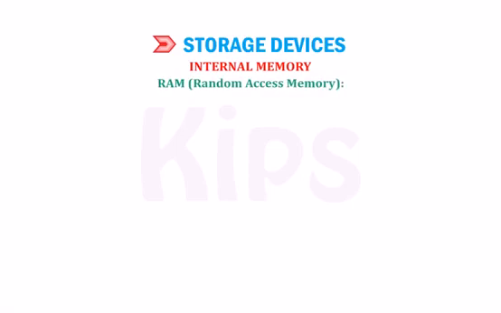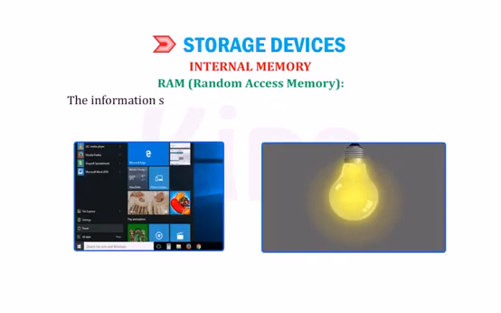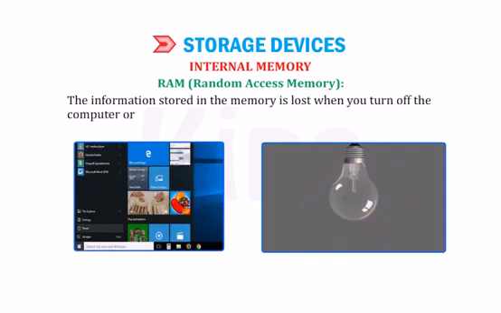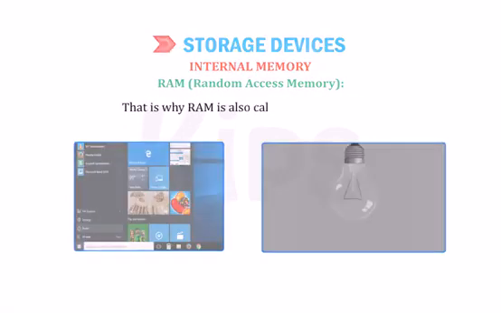Random access memory. It stores the information temporarily and works like a blackboard that can be constantly overwritten with new data. The information stored in the memory is lost when you turn off the computer or the power goes off. That is why RAM is also called volatile memory.